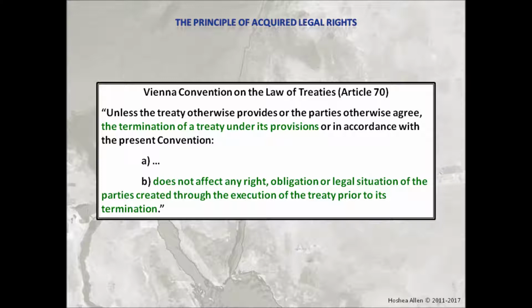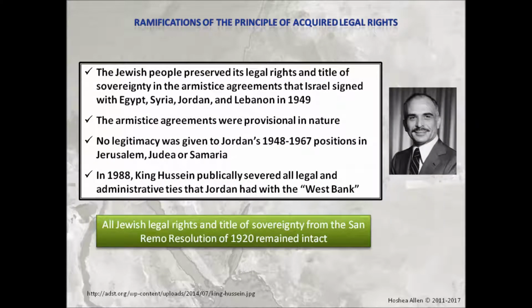But the question lingers. Did the parties agree to terminate the rights of the Jewish people in the armistice agreements made between Israel and Egypt, Lebanon, Syria, and Jordan? The answer to that question is an unequivocal no. The parties did not agree to terminate the sovereign rights of the Jewish people to any of its homeland. So the Jewish people preserved their legal rights and title of sovereignty in the armistice agreements that Israel signed with Egypt, Syria, Jordan, and Lebanon in 1949.